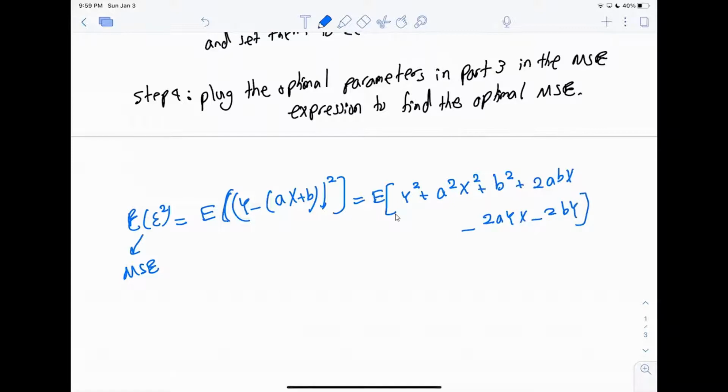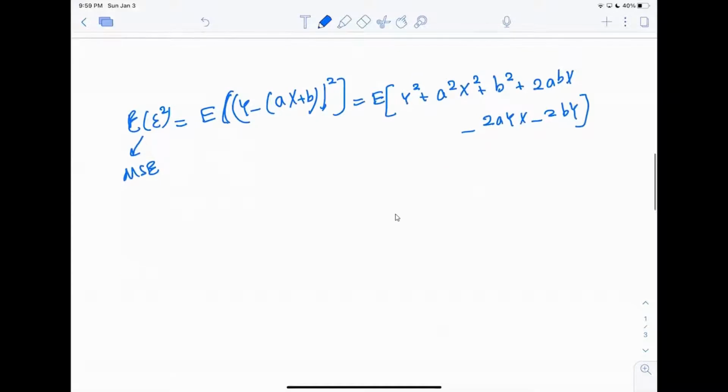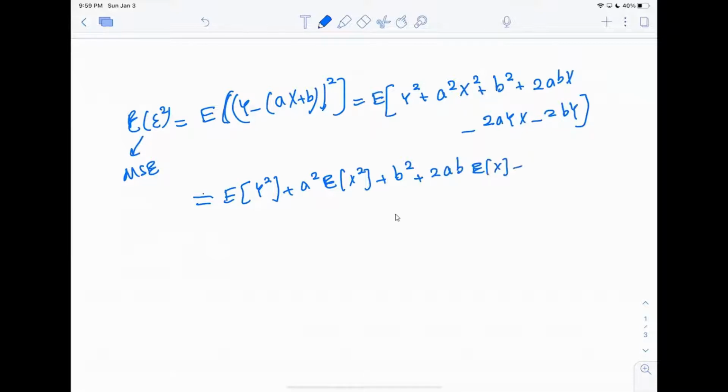Okay, good. Let's simplify. Let's bring the expectation inside. We get the expected value of y squared plus a squared times the expected value of x squared. Remember, a and b are deterministic. Plus b squared. I don't need to write the expected value of b squared because it is equal to b squared. Plus 2ab times the expected value of x, minus 2a times the expected value of yx, minus 2b times the expected value of y.